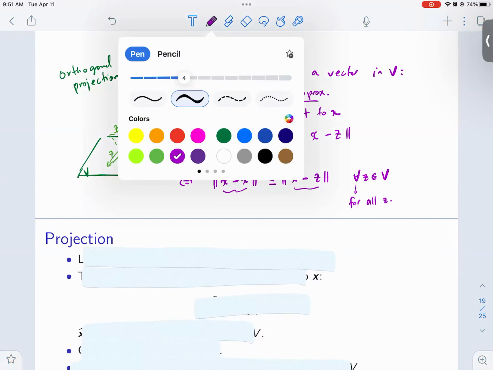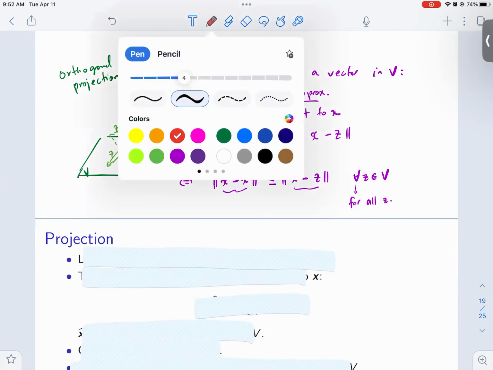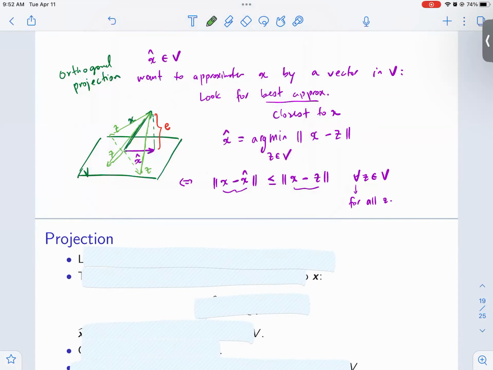Okay, if I call this E, this error for different vectors would be different. So for this guy, it would be like this. This would be E prime, let's say. So the length of this, you can see intuitively, is bigger than the other one. So as I vary, I change it until this is the smallest. At that point, the vector in V is the projection. Does that make sense?